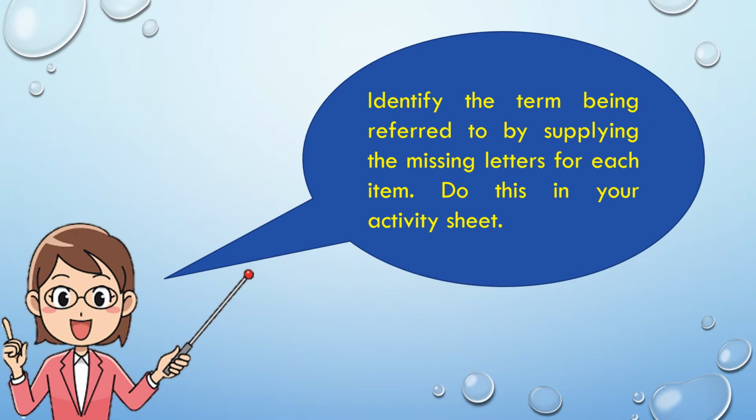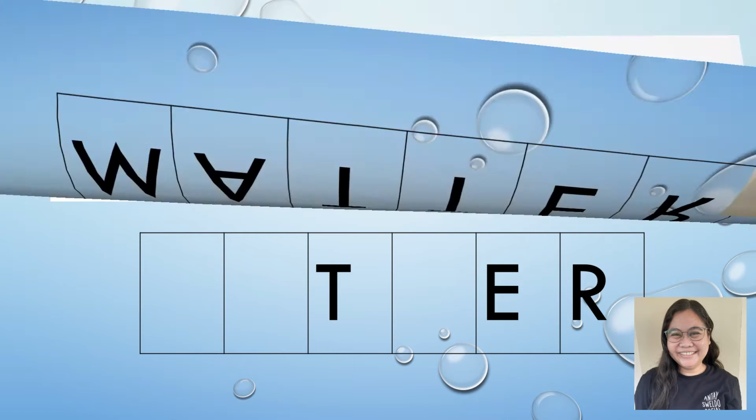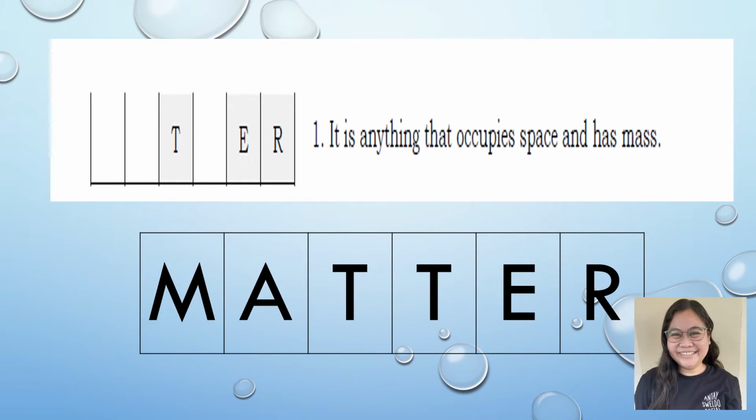For our first activity, you are going to identify the term being referred to by supplying the missing letters for each item. Do this in your activity sheet. Okay, for number 1, it is anything that occupies space and has mass. Very good. Matter. Matter is anything that occupies space and has mass.